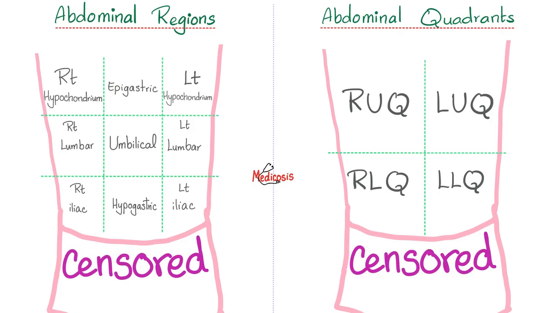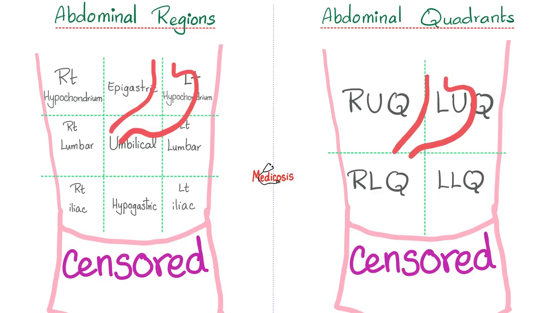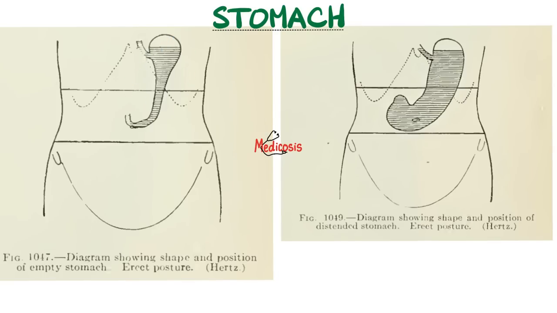Let's trace the surface anatomy of the stomach. You'll find that the stomach lies right about this. Okay, this is where you see your stomach. It lies in the epigastric, the left hypochondrium, and the umbilical regions. And since the liver occupies the right upper quadrant, the stomach will be pushed more towards the left upper quadrant, as you see.